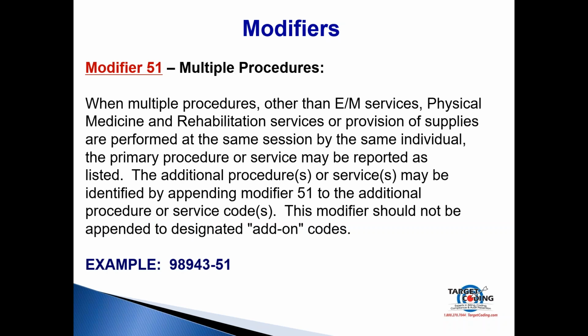51, multiple procedures. When multiple procedures other than E&M services are provided, you may have to use the 51. Not needed as much as it used to. The example I have on your screen there is the extremity adjustment, 98943. Some carriers, no matter what you do, if you bill a spinal adjustment and an extremity manipulation without the 51, they'll bundle the extremity adjustment into the spinal and only pay you for the spinal. Well, the way around that is to add the 51.